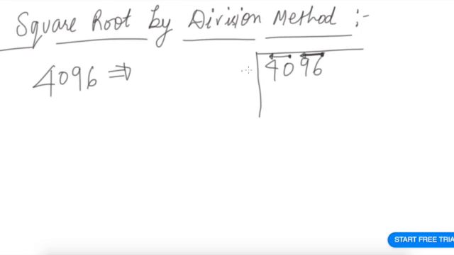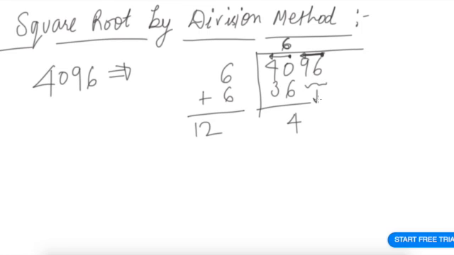So in this case, we know that for 40, the closest square number is 6 times 6, which is 36. The closest to 40, not higher than 40 but lower than 40. So the remainder is 4. What we need to do is, whatever you multiplied, you add it here. So that becomes 12. Now we bring those 2 down, and that becomes 496.